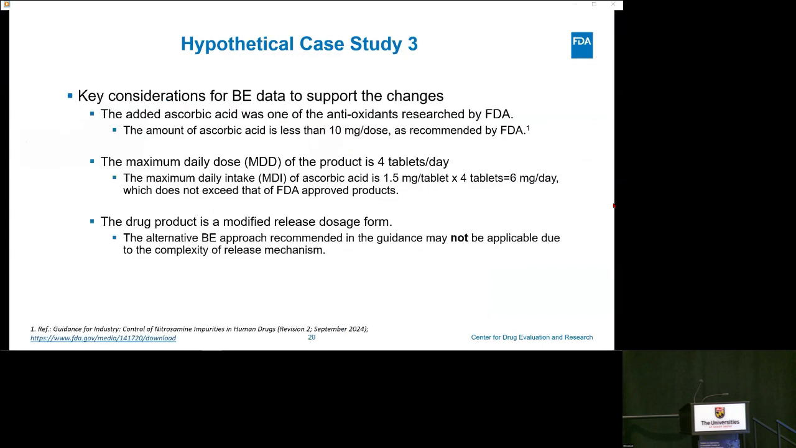Some key considerations for BE data to support the changes in this drug product. Ascorbic acid, an antioxidant studied by the FDA, has been added in an amount under 10 mg per dose. The MDI of this antioxidant does not exceed that of FDA-approved products. However, since this drug is a modified release dosage form, the alternative BE approach may not apply due to the complexity of the drug release mechanism.